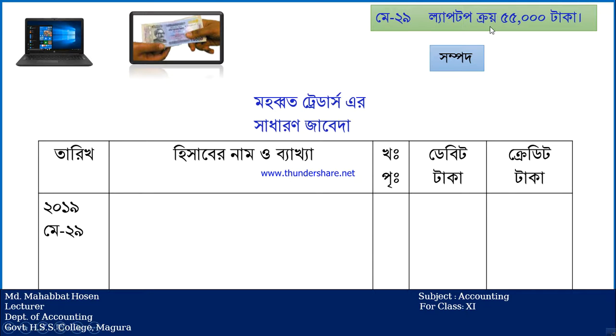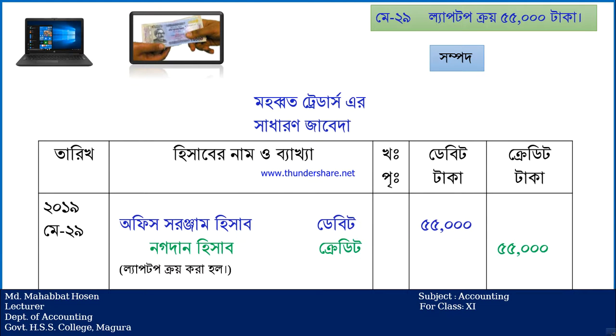Okay, on May 29, a laptop, it is an asset, am I right? It is an asset purchased by 55,000 taka. So if any assets increase or come into the business, it will be debit. That means laptop means for purpose of office maintaining. This is why we have to say office equipment 55,000 taka, and for it cash has gone from the business. One asset has come and another asset has gone from the business. So one asset debit, another asset will be credit. Office equipment debit and cash will be credit.